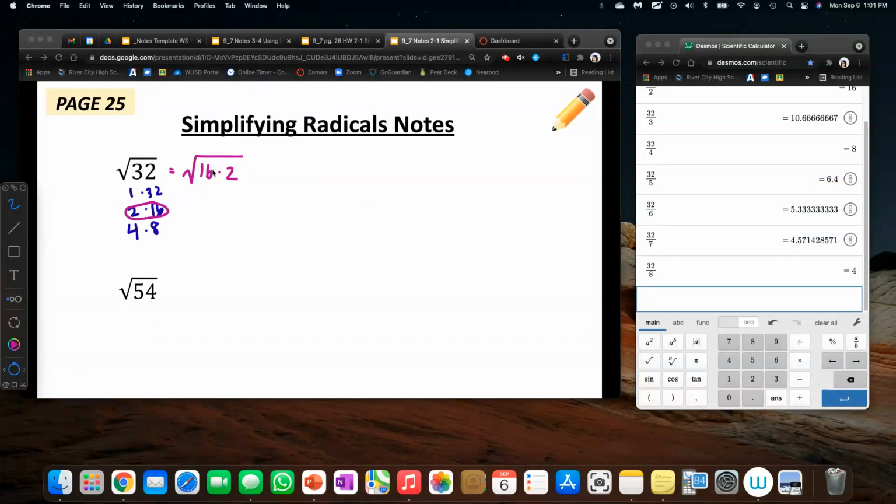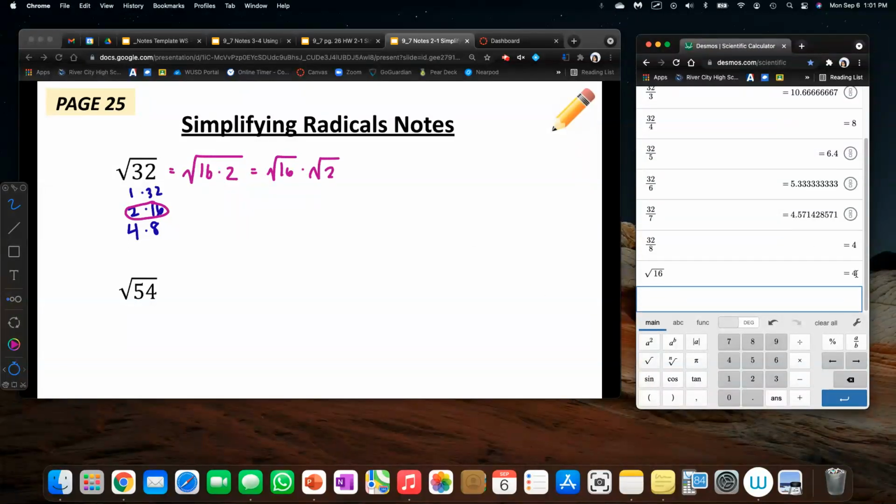And then there's a rule with radicals that we can actually split these radicals apart. So we can write this as the square root of 16 times the square root of 2. Well, if we look at our calculator, the square root of 16, the reason we chose it is because it's a perfect square, is 4. So this is actually going to be simplified to 4 times the square root of 2. So the square root of 32 simplified is 4 times the square root of 2.